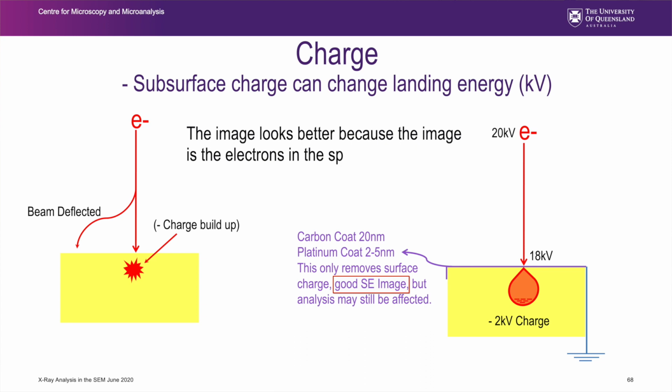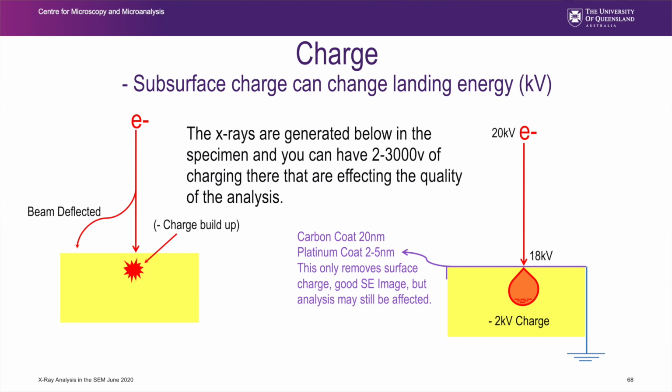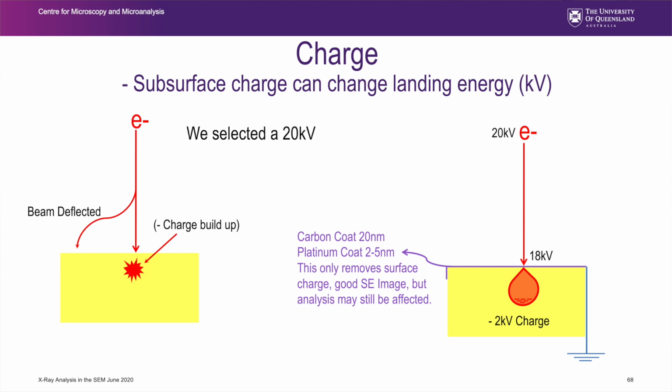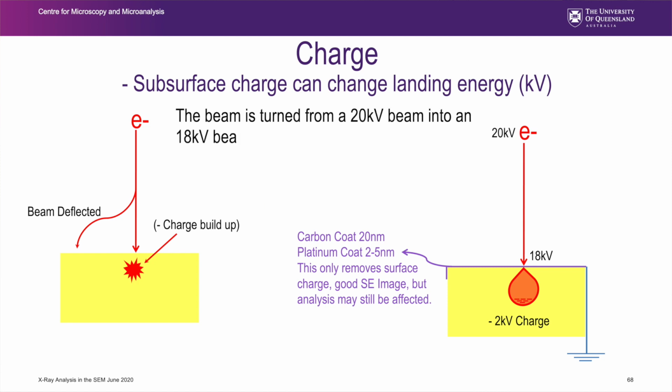The image looks better because the image is the electrons in the space above the charging, but the X-rays are generated below in the specimen, and you can have 2,000 or 3,000 volts of charging there that are affecting the quality of the analysis. Well, you think you have a 20 kV beam, but you might have 2,000 volts of negative subsurface charging. As the electron passes through the coating, it's de-accelerated by that minus 2 kV charging, and the beam is turned from a 20 kV beam into an 18 kV beam.